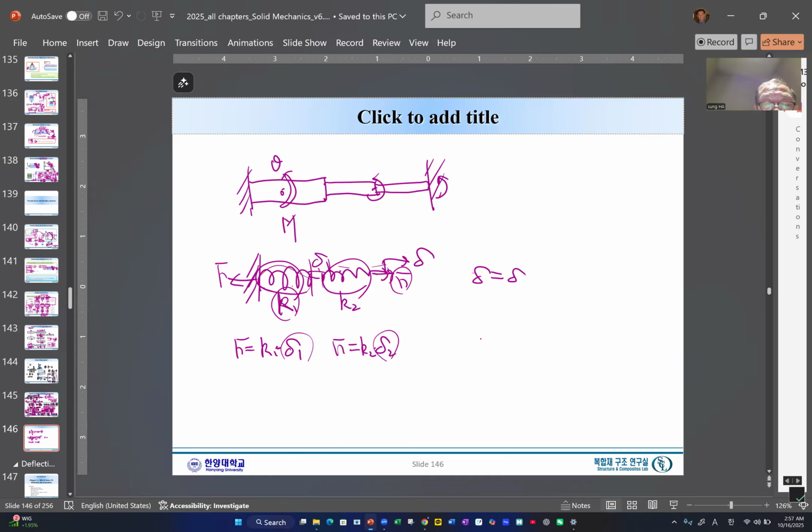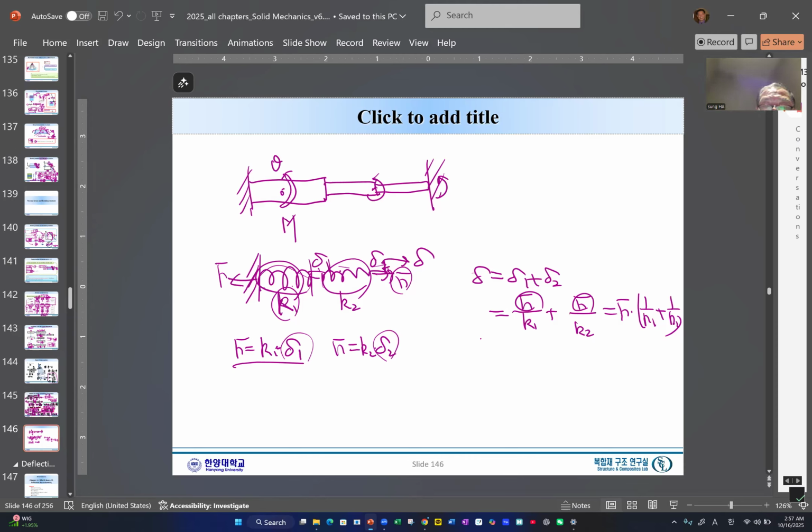So delta 1 and delta 2. So delta 1 plus delta 2. And delta 1 will be F over K1 from here, and the right-hand side, you will have F over K2. Now, F and F will be the same. So you can see F, K1 and K2 like this.